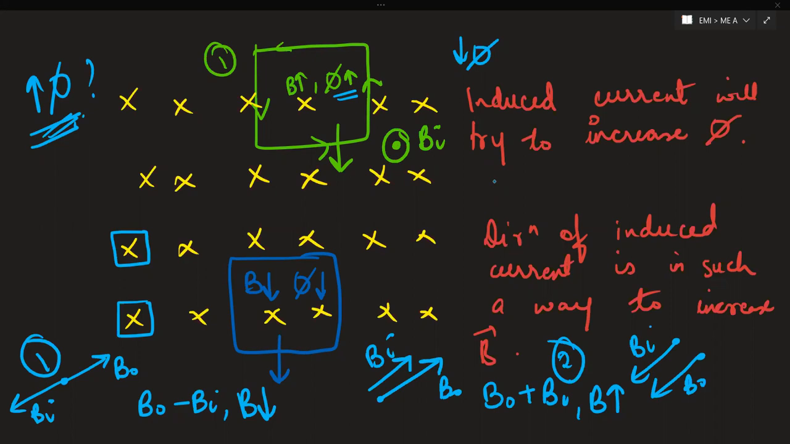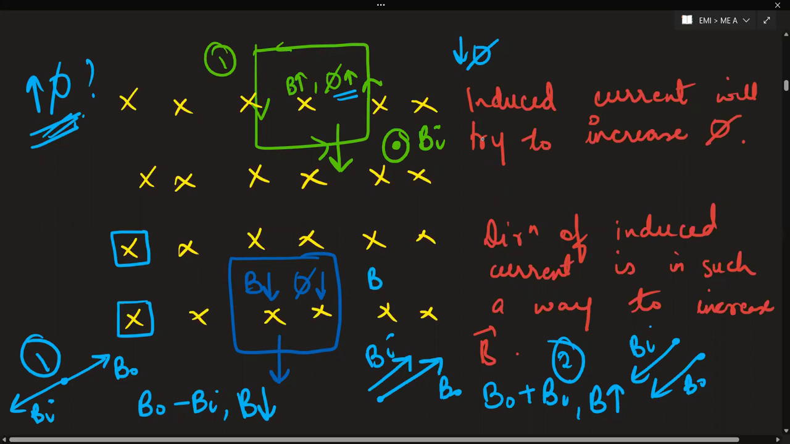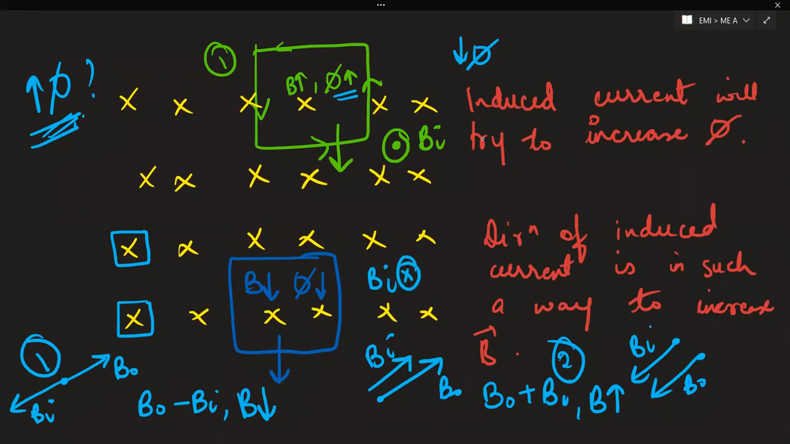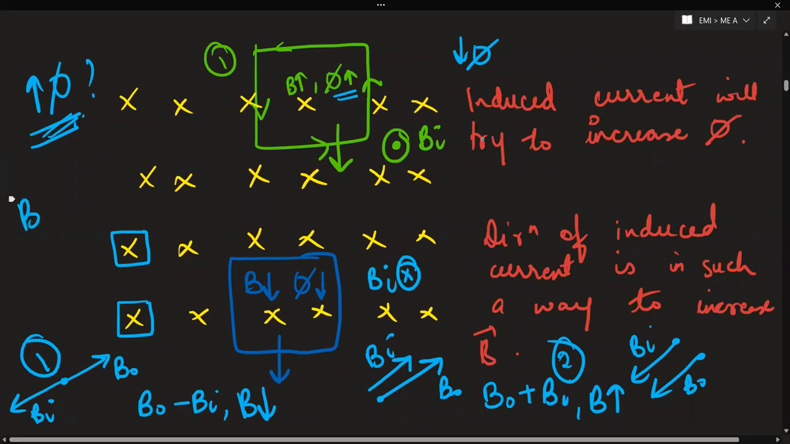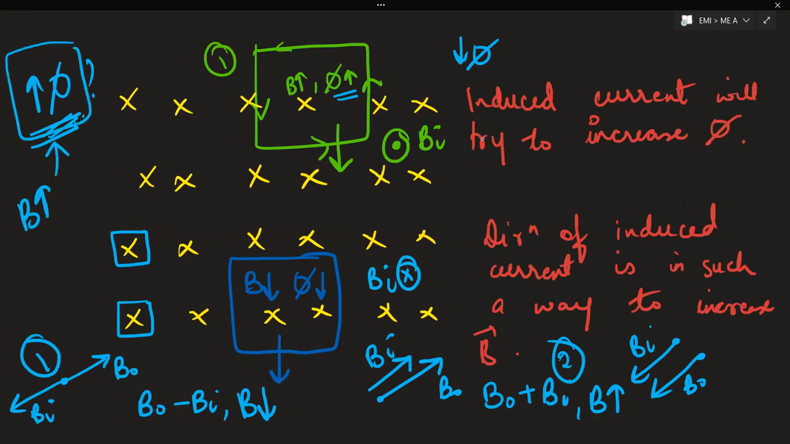Why will it not be outwards? Why will it be inwards? Because when the original magnetic field is inwards and the induced magnetic field is also inwards, there will be a net increment in the magnetic field. So the magnetic field will increase, and therefore, finally, the flux will increase. And that was all the purpose of induced current direction. So this is clear, direction of magnetic field.